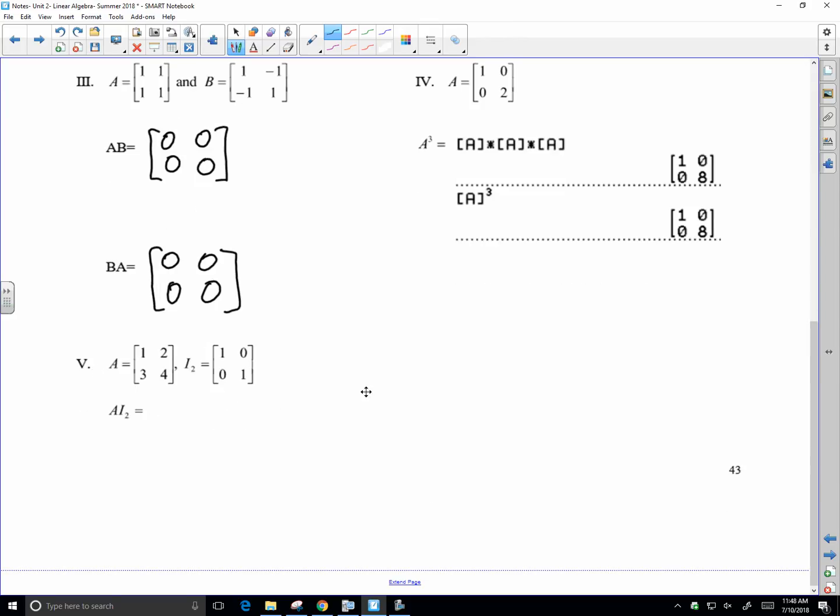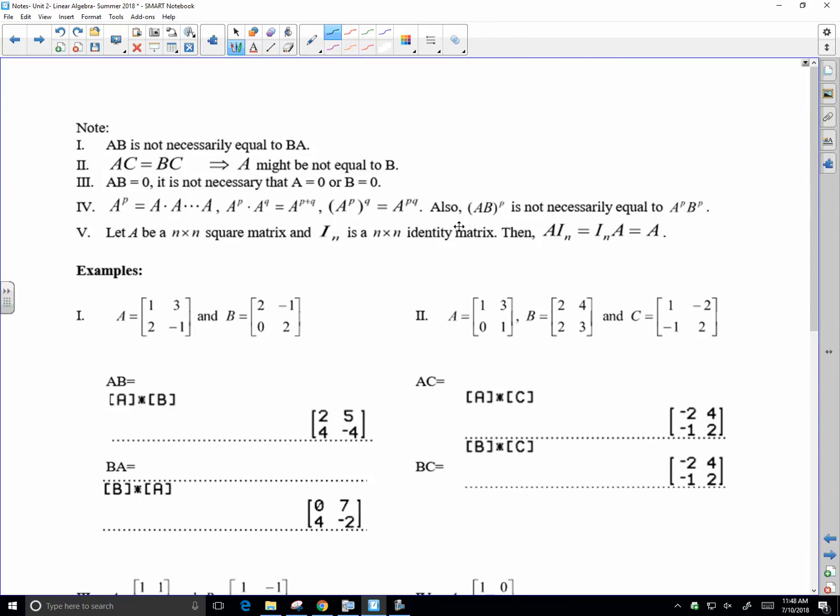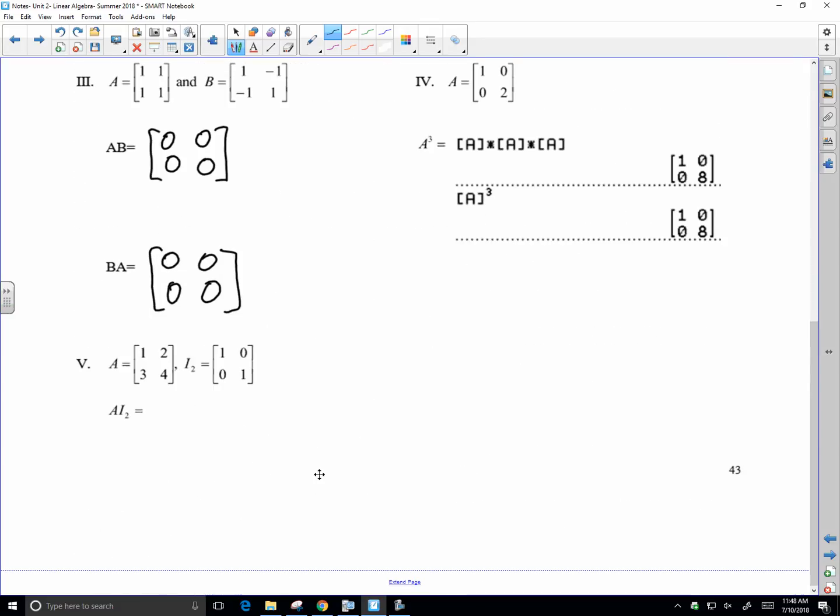For Roman numeral 5, it's called an identity for a reason. All right, the subscript just tells us the dimensions. Identity matrices are always square matrices, so there's only one subscript there. That's because it has the same number of rows and columns, so we're good to go.